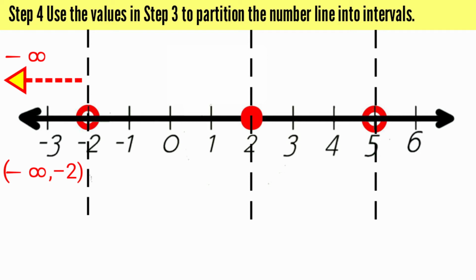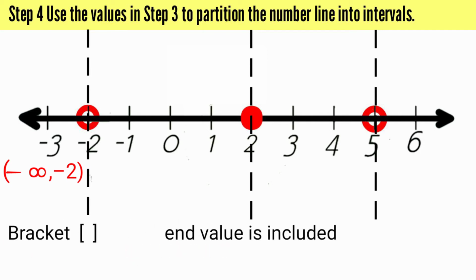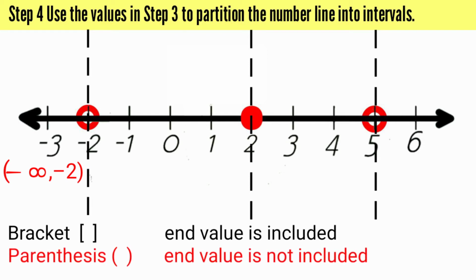Take note that in writing an interval, we just write the beginning and the ending numbers of the interval. The beginning is the lower bound and the ending is the upper bound. We use a bracket when we want to include the end value, or parentheses when we don't. Further, parenthesis is always used for positive and negative infinity because it can never be an endpoint in an interval.